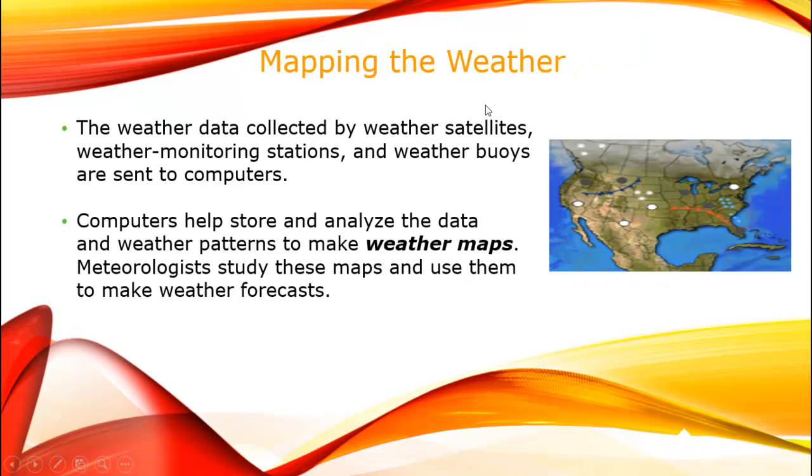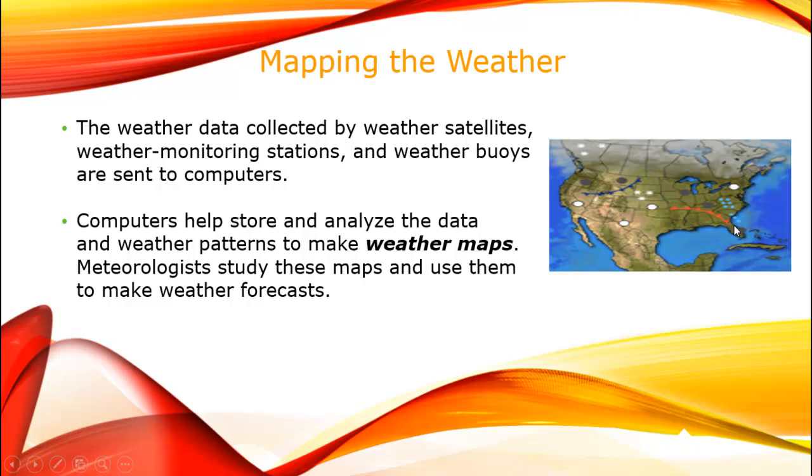How can we make weather maps? The weather data collected by the weather satellites, weather monitoring stations, and weather buoys are sent to computers, and these computers help to store and analyze the data and the weather pattern to make the weather map.